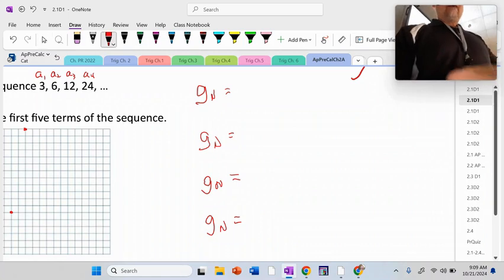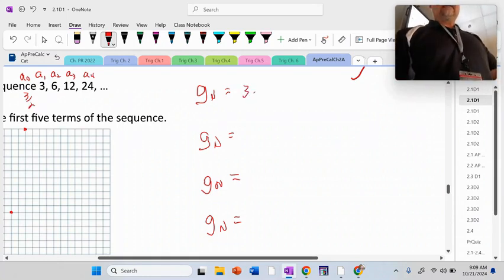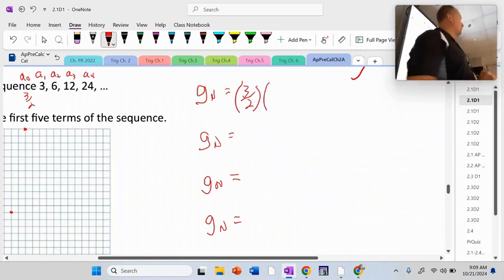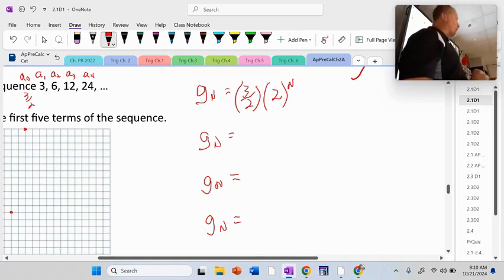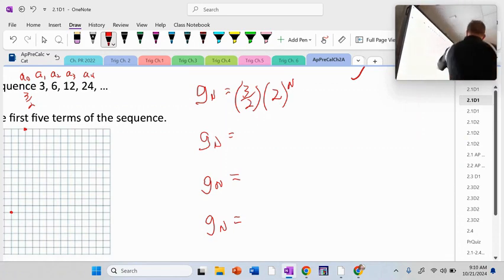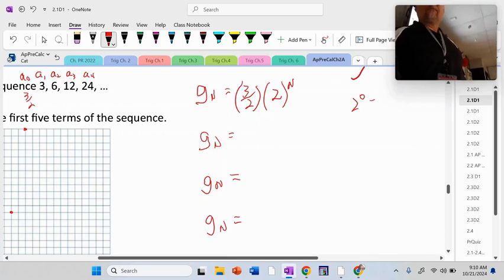Okay, so we found my 0 term to be 3 halves. That's my first equation I'm going to write. So it's a sub 0 times r. What is r? What happened from one term to the next? What did I multiply by? 2, and then it's raised to the n. Does that create my terms? It does. When I plug in 0, oh, we got to know this. I better write this down. What is 2 to the 0 power? What is that answer? It's 1.